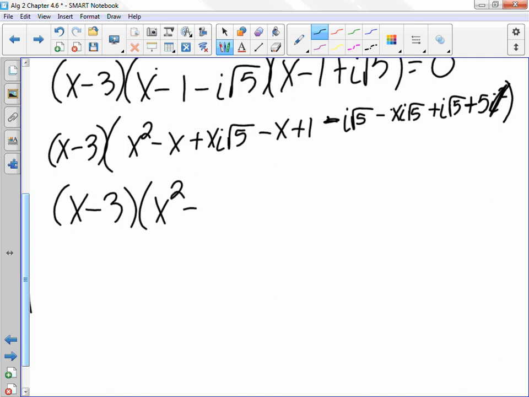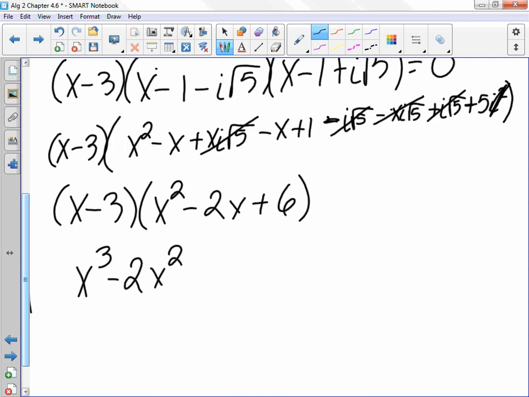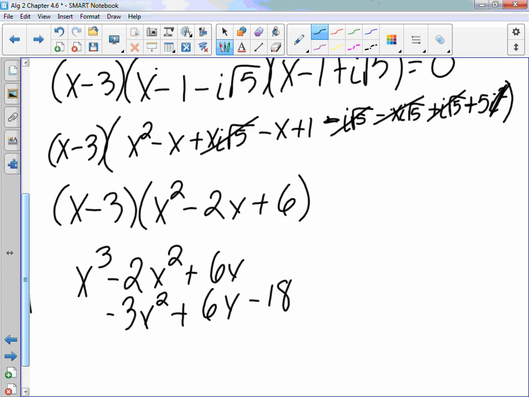So if we combine like terms, x and x would be 2x. xi square root of 5 and negative xi square root of 5 would cancel. Negative i square root of 5 and positive i square root of 5 cancel. 1 plus 5 would give us 6. And lastly, when we multiply through, we get x cubed minus 2x squared plus 6x. And then we'd have negative 3x squared plus 6x minus 18.